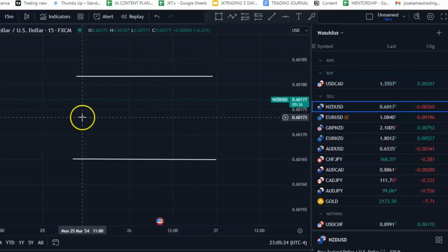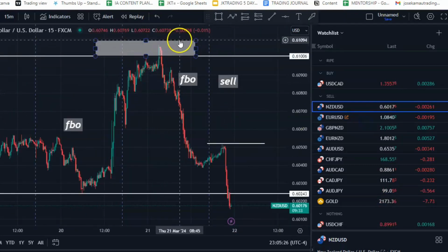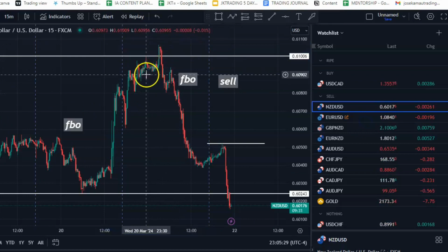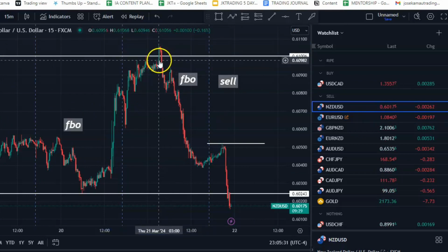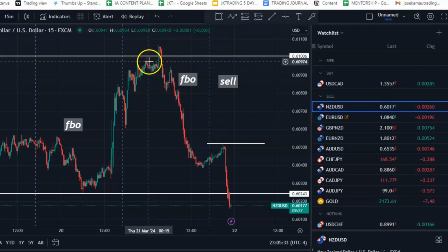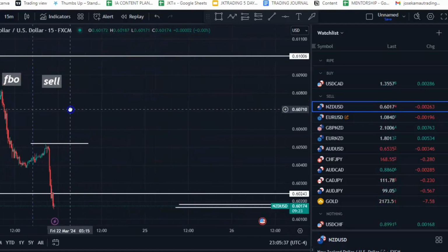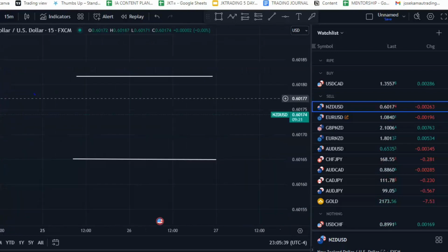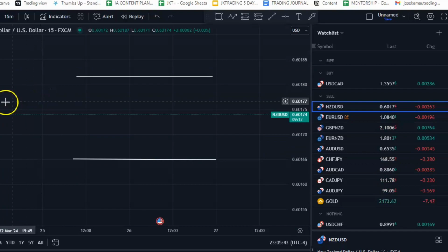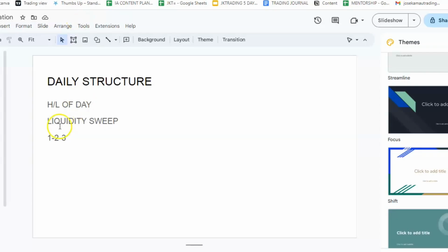And in our case yesterday, the high of the day in our session, which was the London session, was also the high of the week. So we have a lot of liquidity at the high and the low of the week. So what exactly are we looking for? That takes us to our next step, which is the liquidity sweep.